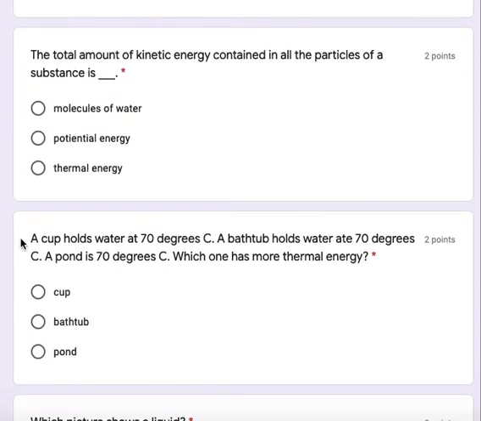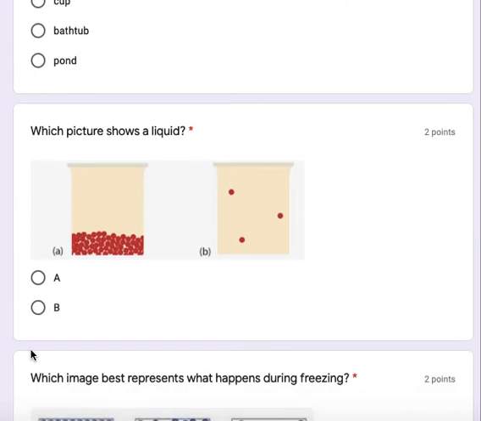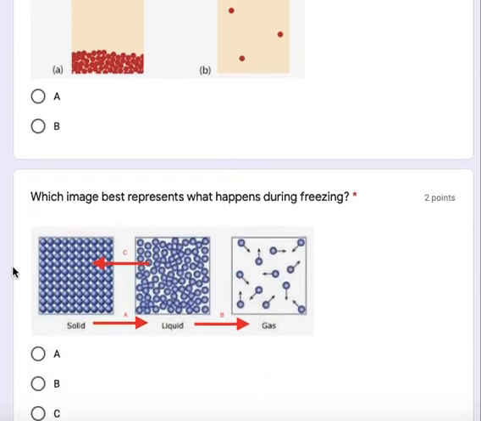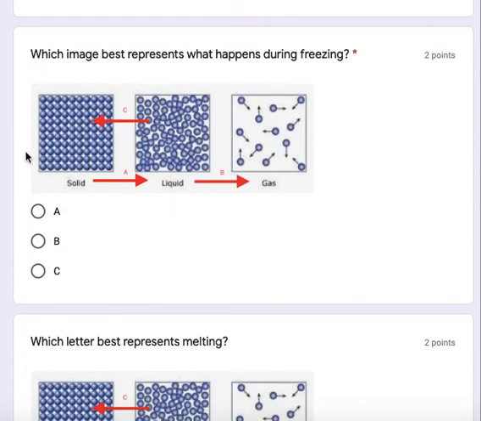A cup holds water at 70 degrees Celsius. A bathtub holds water at 70 degrees Celsius. A pond is 70 degrees Celsius. Which has more thermal energy, a cup, bathtub, or pond? Which picture shows a liquid, A or B? Which image best represents what happens during freezing?